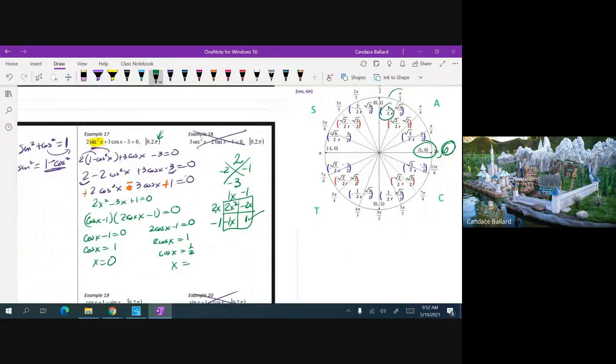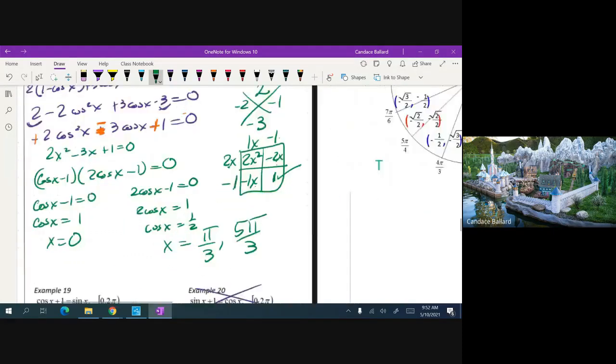All right, I need 2 places where the x value is positive 1/2. So I notice one of them is at pi over 3, and one of them is at 5 pi over 3. So pi over 3, 5 pi over 3. I'll blow that up for you.